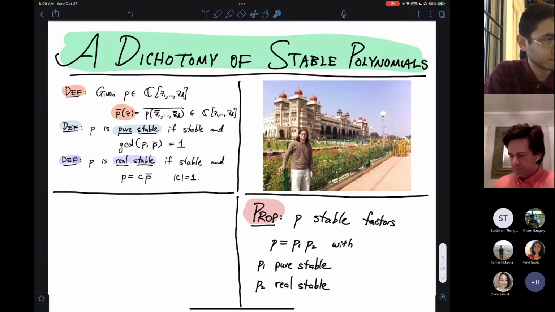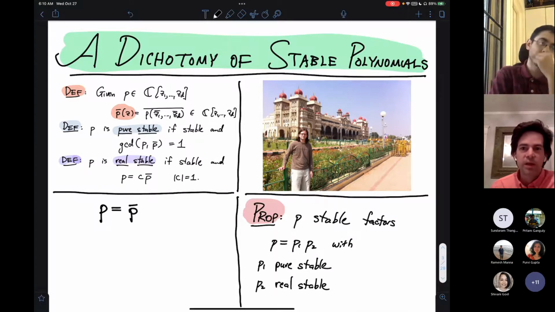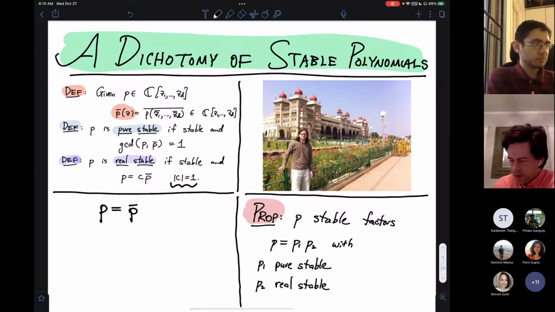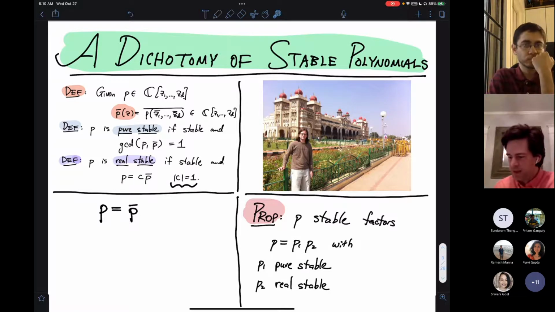But yeah, okay. So the real stable is a much more common notion, and that's when a polynomial has all real coefficients. So that would be p equals p bar. We allow a little extra flexibility in this, where you let it be a multiple of its reflection, and just call it real stable in that case.